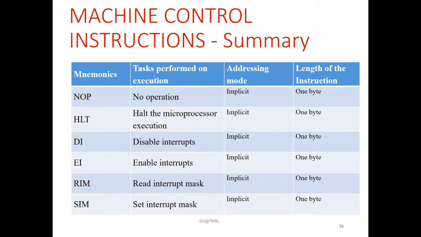Then there are SIM and RIM. The SIM instruction is used to send serial data on the serial output data line of the microprocessor, and the RIM instruction is used to receive serial data on the serial input data line of the processor. These two instructions will be discussed in detail in the interrupt chapter. So these are machine control instructions.